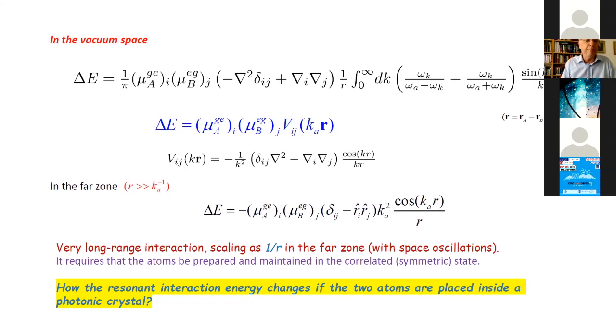The point is that we can ask ourselves how this interaction energy changes when the two atoms are placed in a specific external environment, static in this case, for example, a photonic crystal.